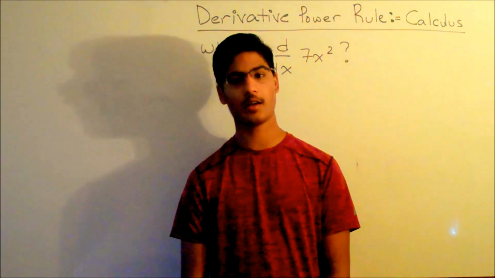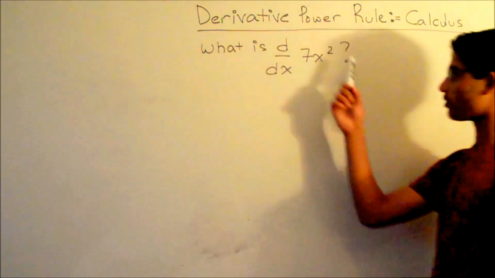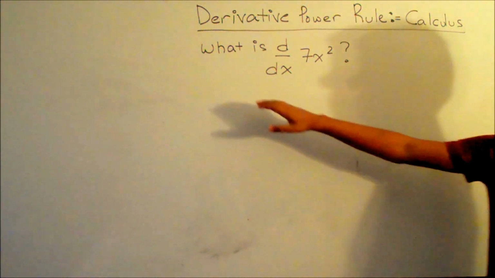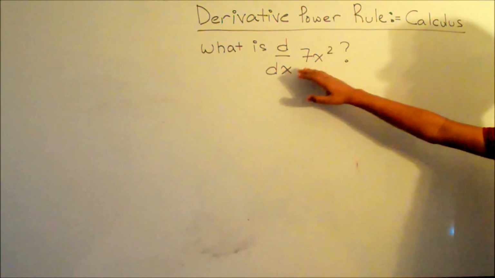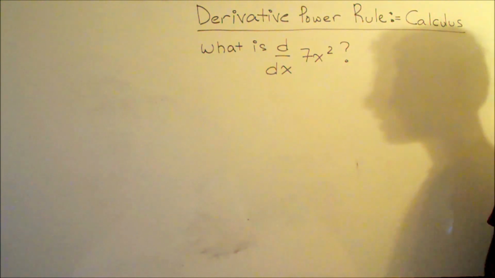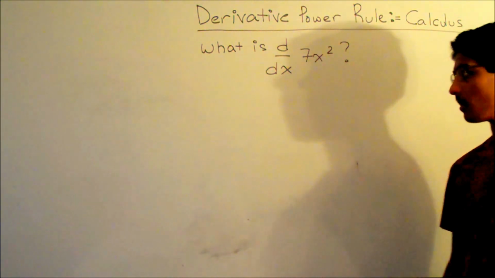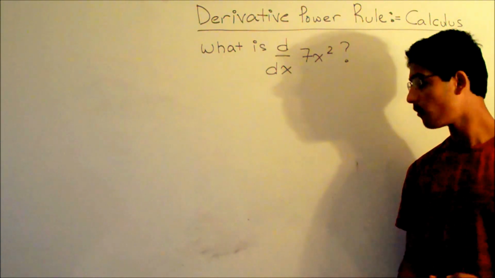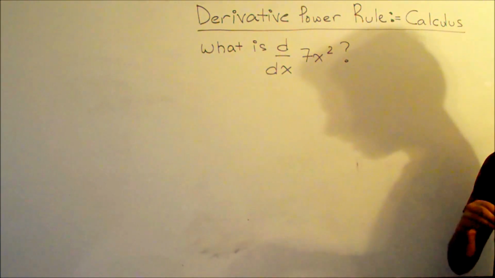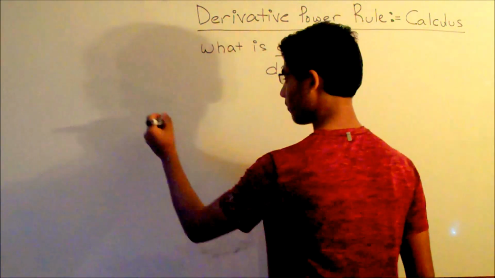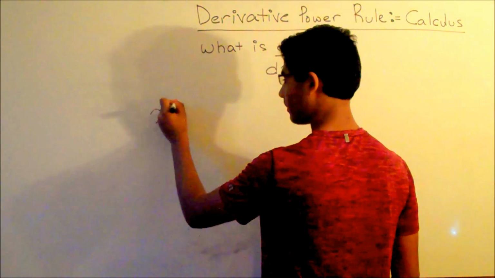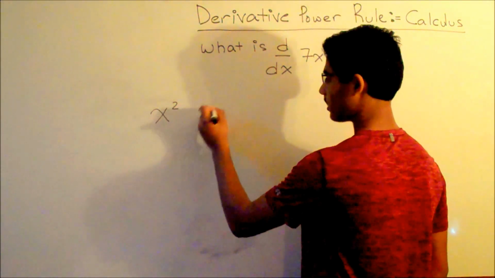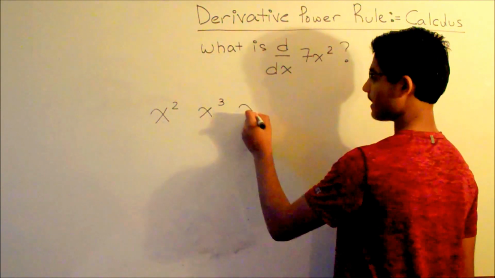Today we're going to learn about the derivative power rule. And we have to find what is d dx of 7x squared using the power rule. So first let's figure out what the power rule is. But before we get to that, let's find the derivative for x squared, x cubed, and x.